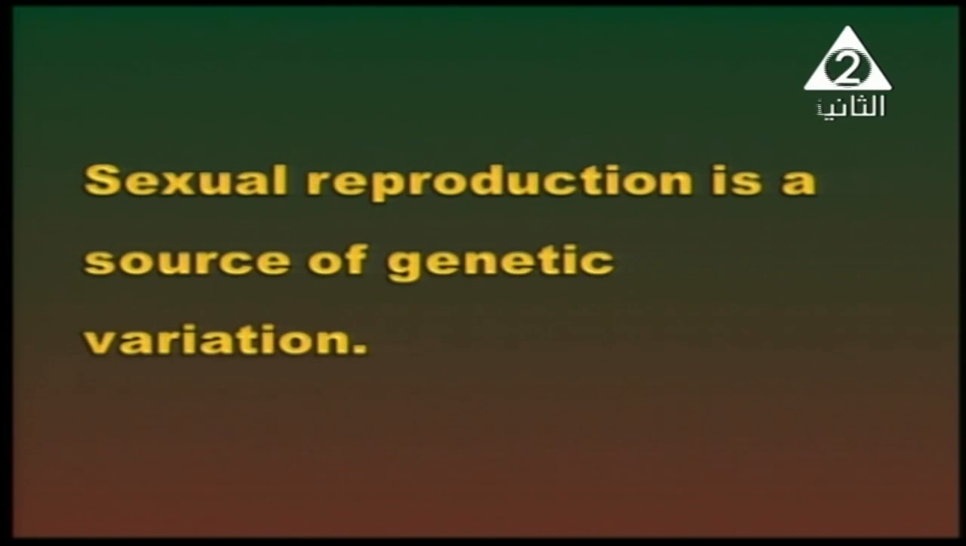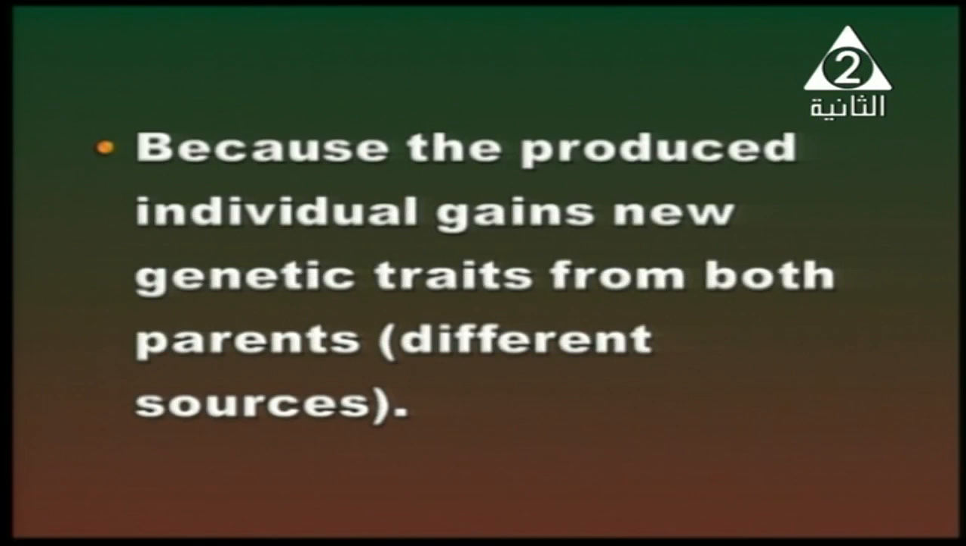The sexual reproduction is a source of genetic variation. That's because the produced individual gains new genetic traits from both parents, which means from different sources, as the zygote produced from the sexual reproduction combines the genetic traits from father and mother.